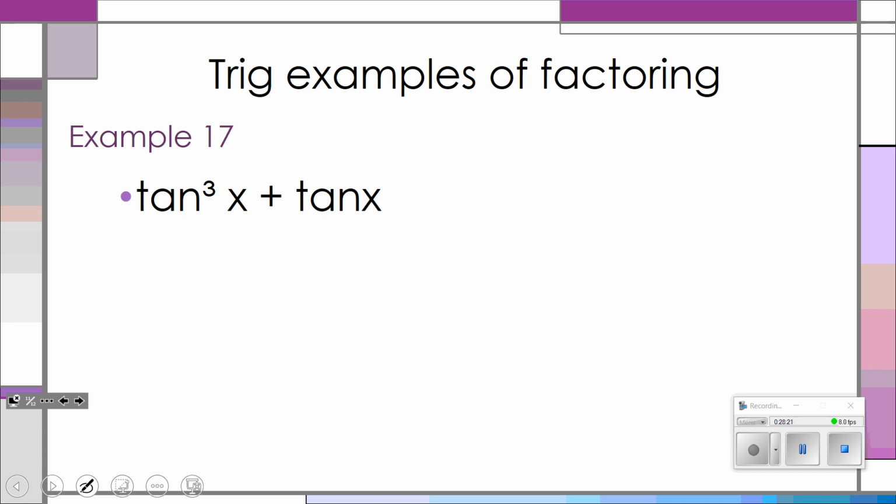What do you think? Remember how I said treat this like an x? This first part, if I just treated it like an x, it would be what? x cubed plus x. So what would you say? Take out a GCF, take out an x. So what am I going to take out here? I'm going to take out 1 tangent of x. And what would I be left with? Tangent squared x plus 1.